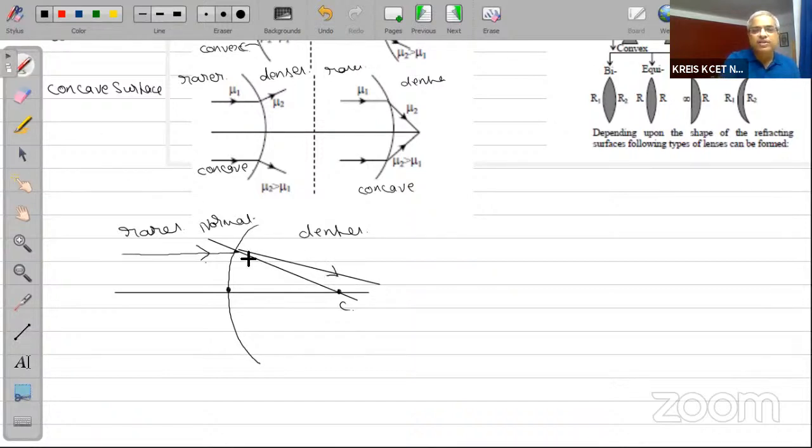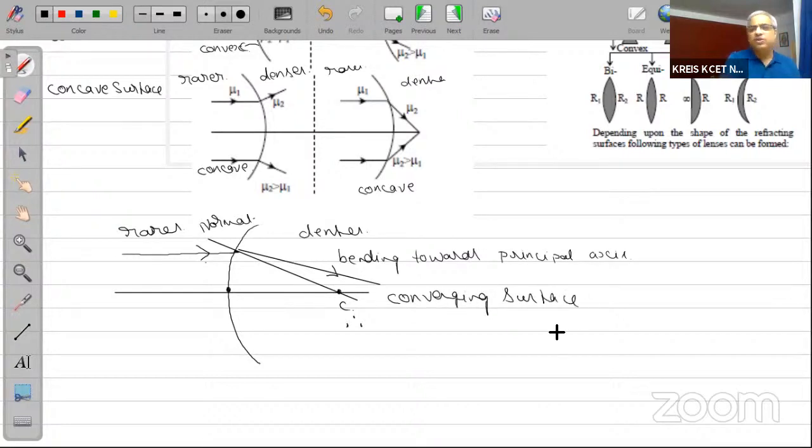So ee reeti ide nodi, this will now bend towards the principal axis. So this is bending towards the principal axis. And therefore I will say that this basically will be a converging surface. ಯಾವಾಗಲೂ ಇದನ್ನು ನಿಮ್ಮ ಮನಸ್ಸಲ್ಲಿ ಇಟ್ಕೊಂಡ್ಬಿಡೋದು. ಯಾವಾಗ ಅದು ಕನ್ವರ್ಜಿಂಗ್ ಸರ್ಫೇಸ್ ಆಗುತ್ತೆ ಅಂದ್ರೆ, ಓಕೆ, when the ray of light is bending towards the axis.